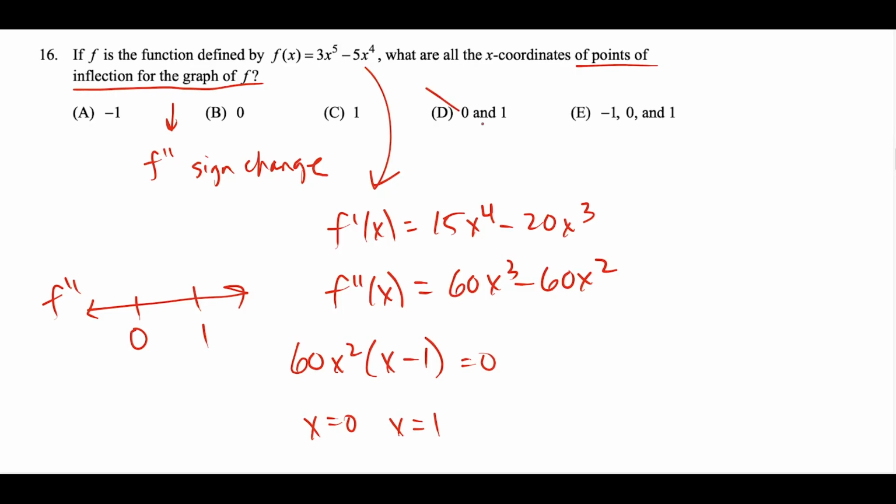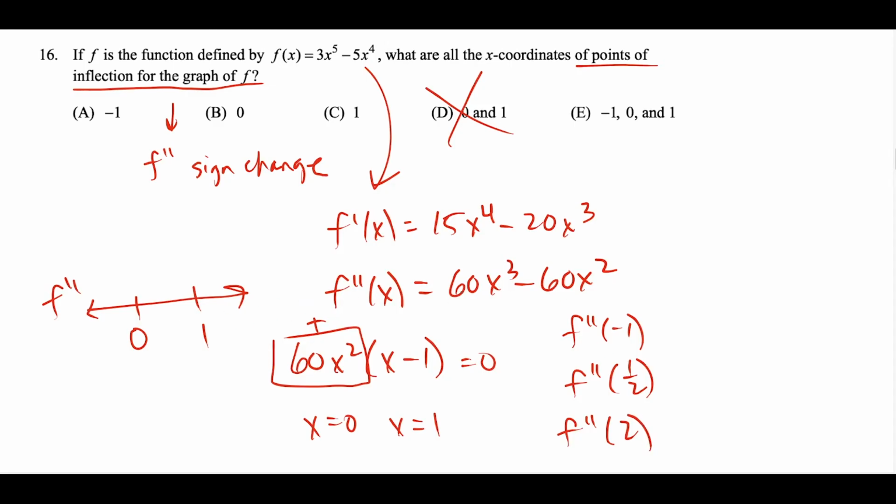And they say 0 and 1. But this is a very dangerous trap here because this piece here is 60x squared, and this factor is always positive. So if I were to plug in test values, let's say f double prime of -1, f double prime of a half, and then f double prime of 2, if I plug in something like -1 to our second derivative, I'm going to use this factored form here. That's going to give me something positive, and then if I have -1 minus 1, that's going to give me something negative.